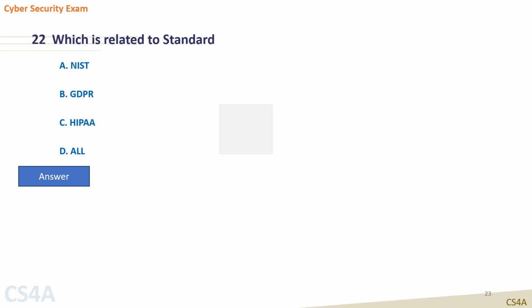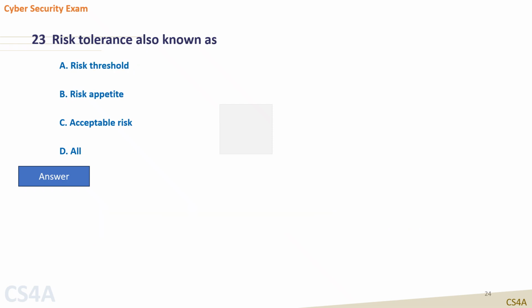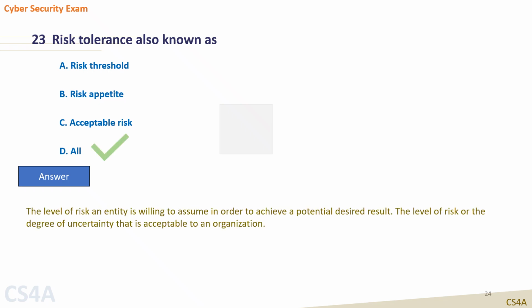Here the question is, which is related to standard? NIST, GDPR and HIPAA and all. So here NIST is the standard, GDPR and HIPAA are regulations. So the answer is A. Here the question is, risk tolerance, also known as risk threshold, risk appetite, acceptable risk. As per cybersecurity, risk tolerance is also known as all the three. So the answer is A.